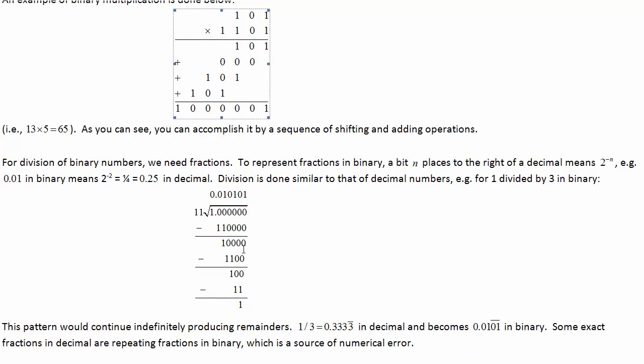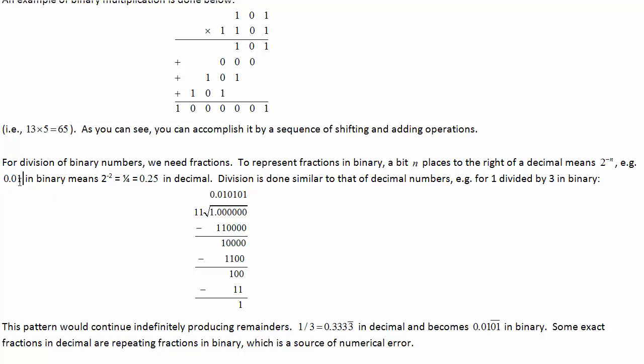For division, we're just going to need fractions. To represent fractions in binary, a bit n places to the right of the point means 2 to the negative n. If we were to write a binary number with this point in it, I guess we can't really call it a decimal anymore, because dec means 10. Let's just say point.